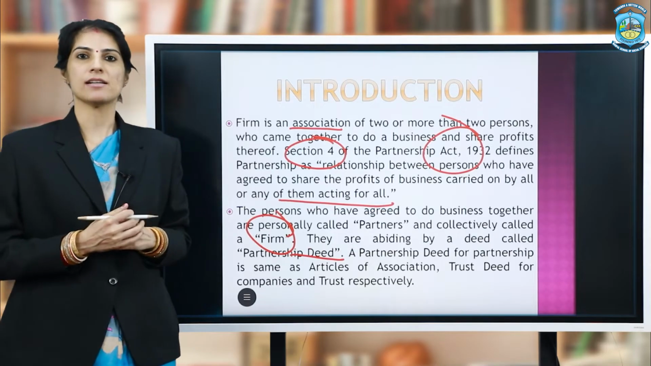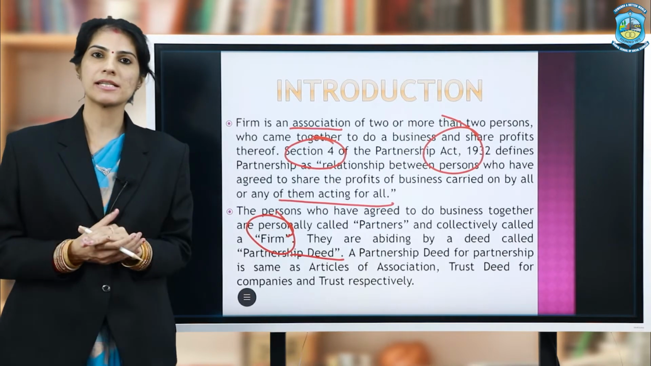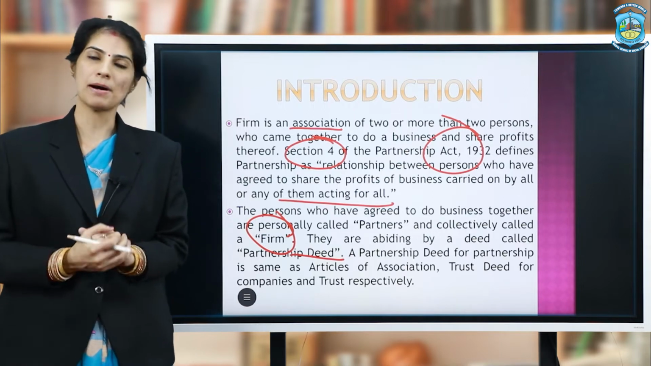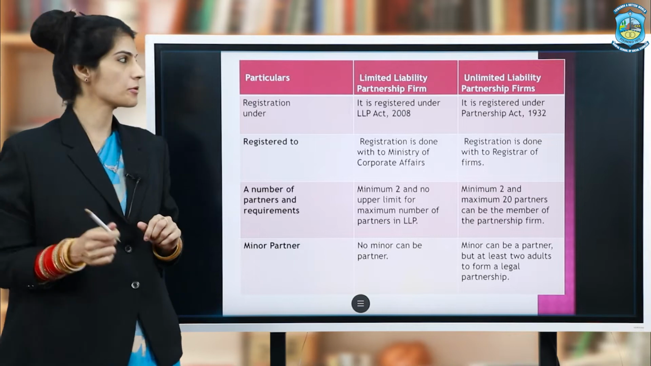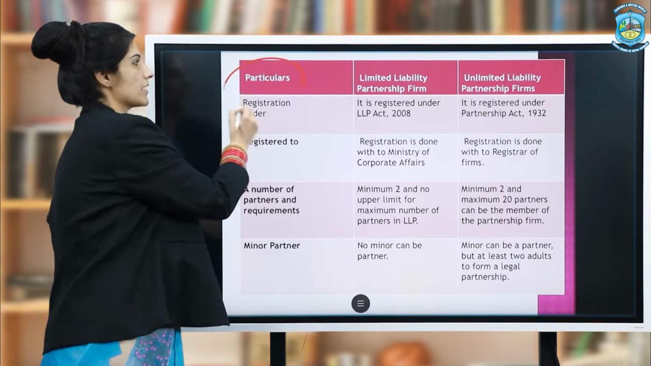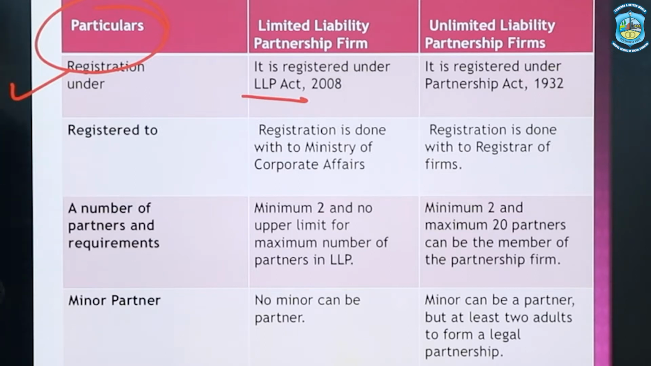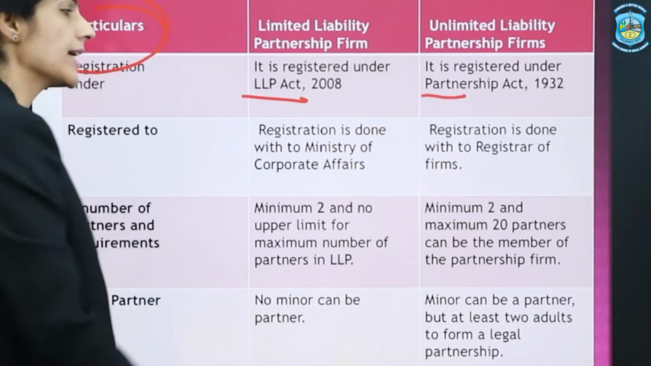Now we have to understand the types of partnership. So basically there are two types: limited liability partnership and unlimited liability partnership. Now let us discuss the difference between the limited liability partnership and the unlimited liability partnership on the basis of the various particulars which are given to us. The first one is registration. Always remember that the Limited Liability Partnership is registered under the Limited Liability Partnership Act, also termed as the LLP Act 2008. And an unlimited liability partnership firm is registered under the Partnership Act 1932.